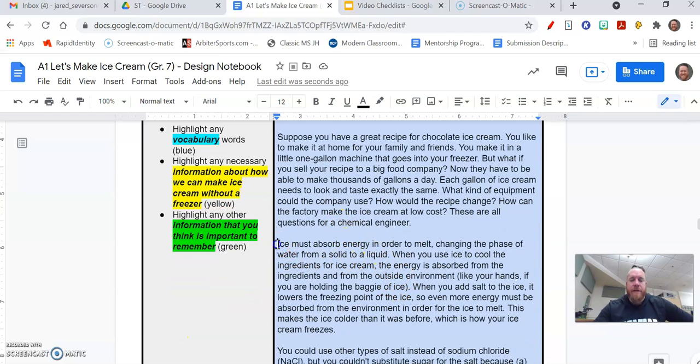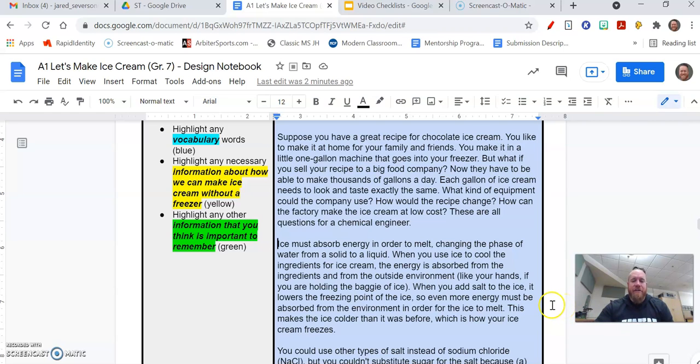Continuing on here, next paragraph. Ice must absorb energy in order to melt, changing the phase of water from a solid to a liquid. When you use ice to cool the ingredients for ice cream, the energy is absorbed from the ingredients and from the outside environment, like your hands if you're holding the baggie of ice. When you add salt to the ice, it lowers the freezing point of the ice, so even more energy must be absorbed from the environment in order for the ice to melt. This makes the ice colder than it was before, which is how your ice cream freezes.